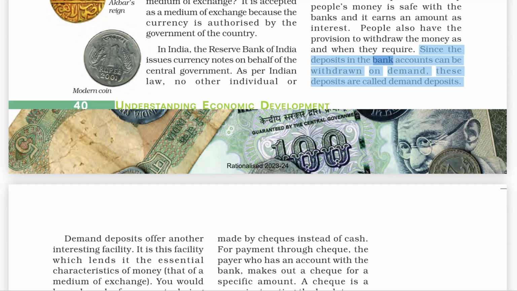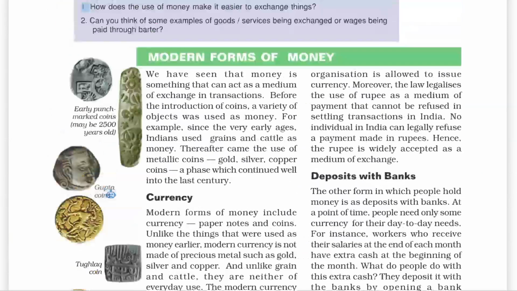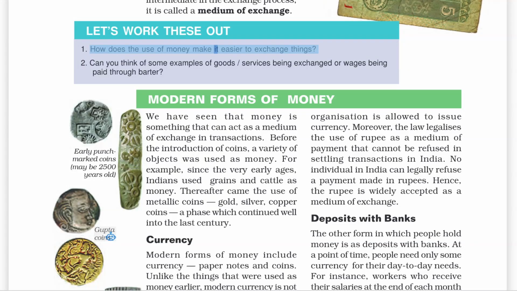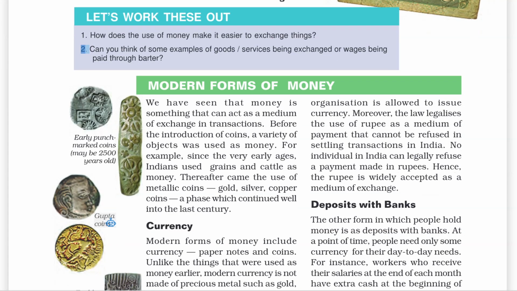Since the deposits in the bank accounts can be withdrawn on demand, these deposits are called demand deposits. 1. How does the use of money make it easier to exchange things? 2. Can you think of some examples of goods/services being exchanged or wages being paid through barter?